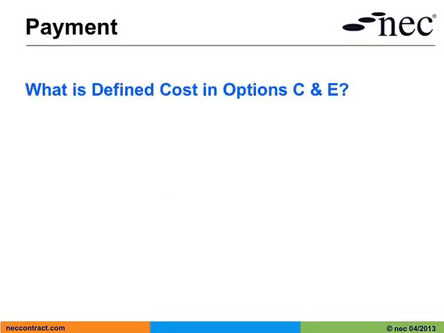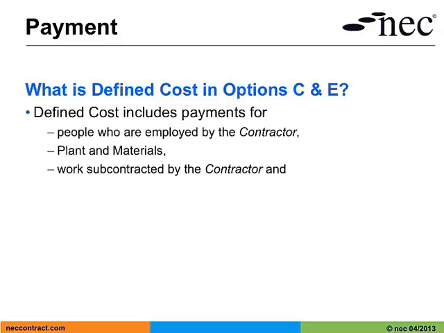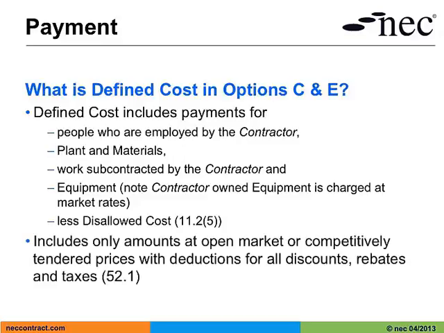So what is defined cost in options C and E? Defined cost, we are told, includes payments for people who are employed by the contractor, plant and materials, work subcontracted by the contractor, and equipment. Note that any contractor-owned equipment is charged at market rates. And finally, less disallowed cost. Defined cost includes only amounts at open market or competitively tendered prices with deductions for all discounts, rebates and taxes. So the contractor charges the employer the net cost of providing the service.